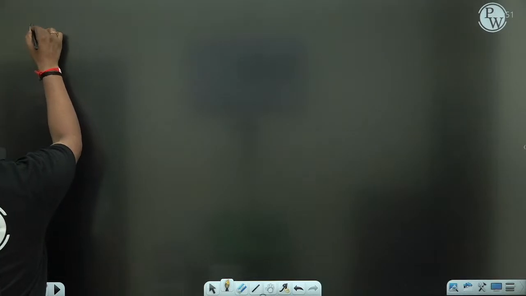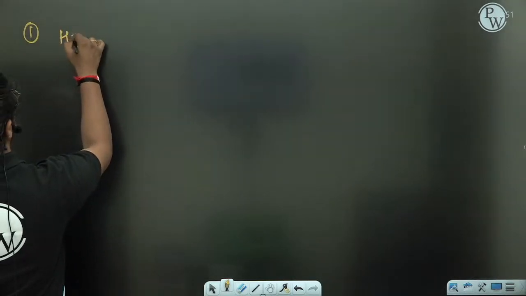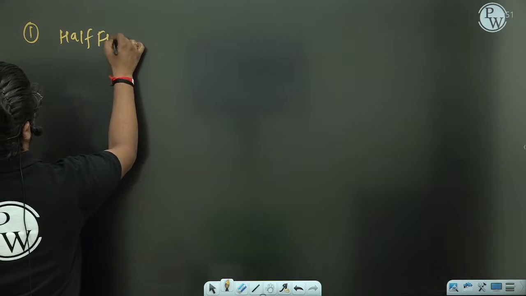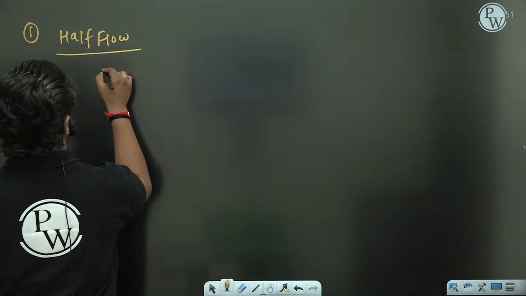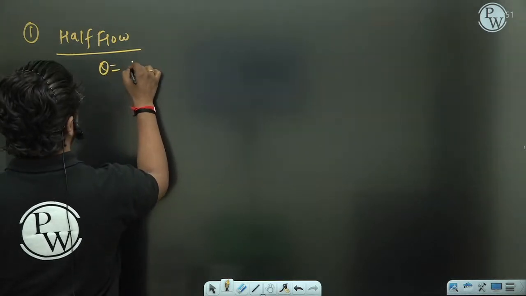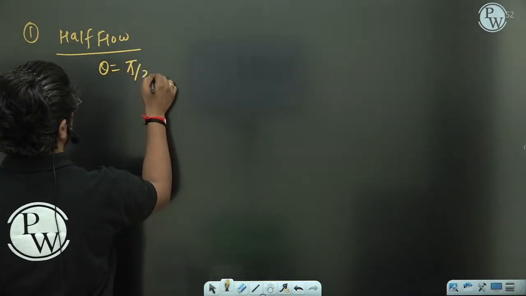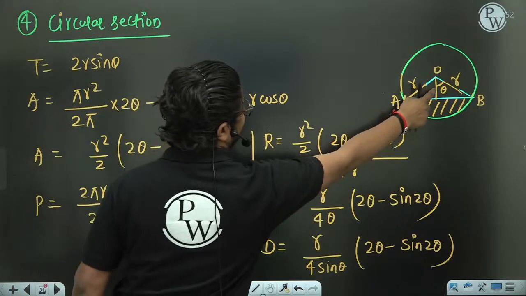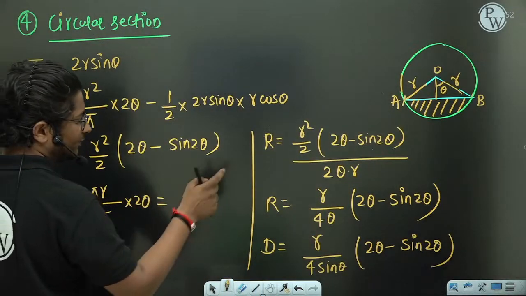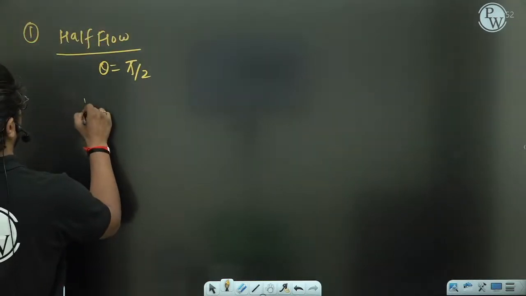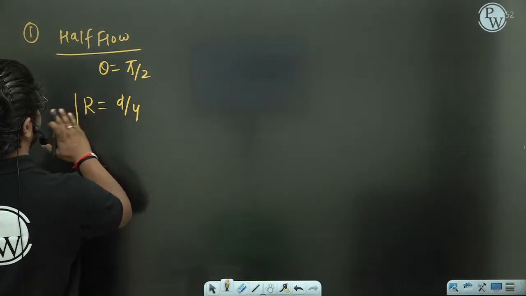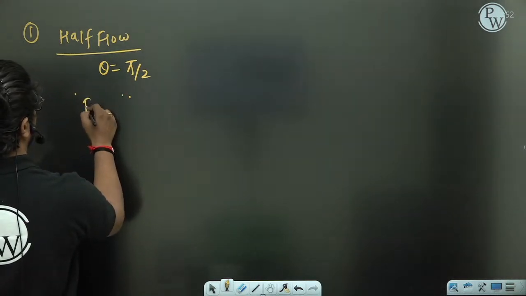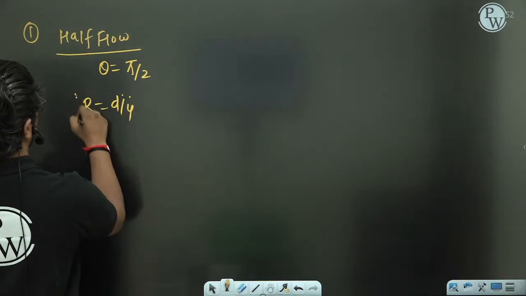So generally what happens? Two cases are possible. In a circular channel, either half flow or full flow will occur. So in a half flow, theta will be equal to what? It will be equal to pi by 2. So if you put pi by 2 in R you will get d by 4. D is nothing but the diameter.